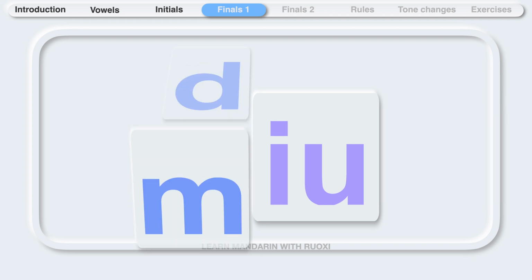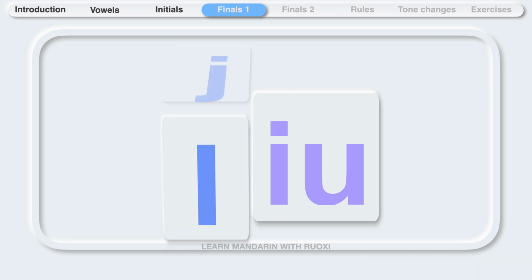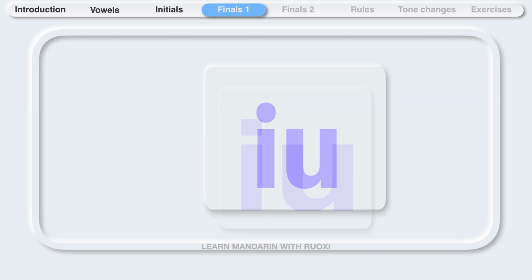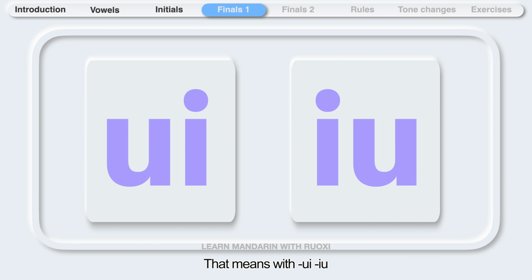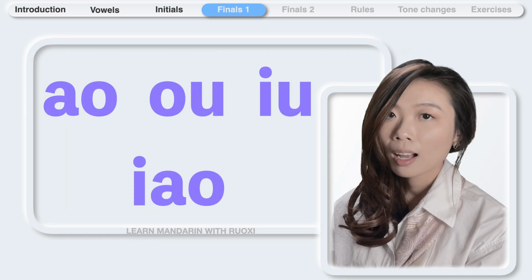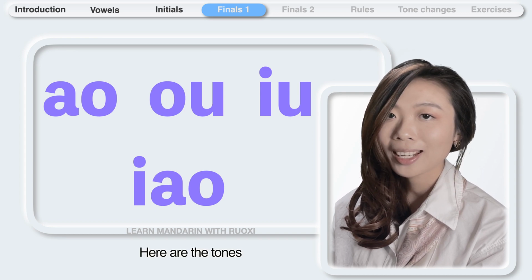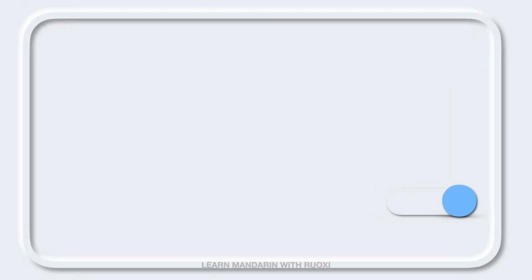In all of these finals, u is the special one. We place the tone mark on u. That means with ui, iu, the tone marks are both put at the end of the finals. ao, ou, iu, iao. Here are the tones. Now it's your turn.